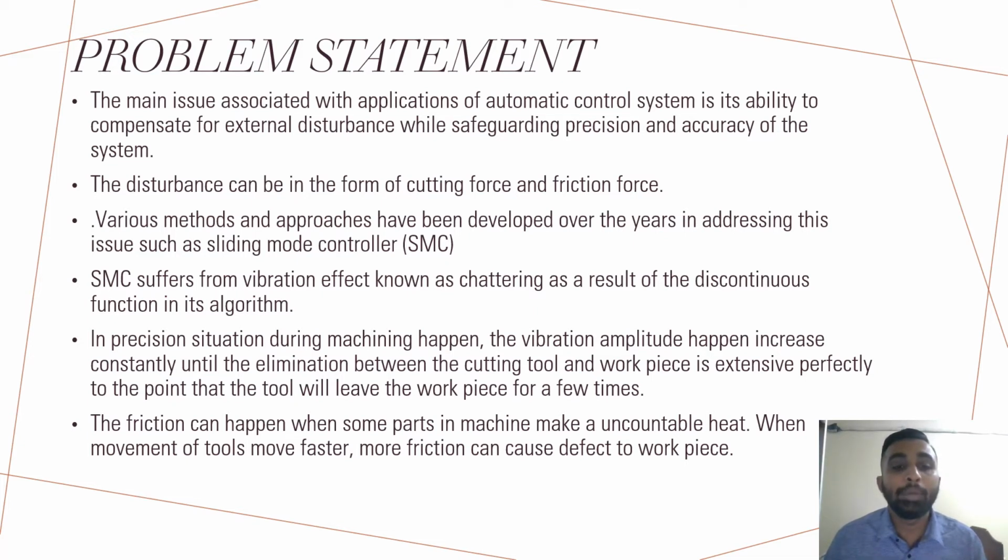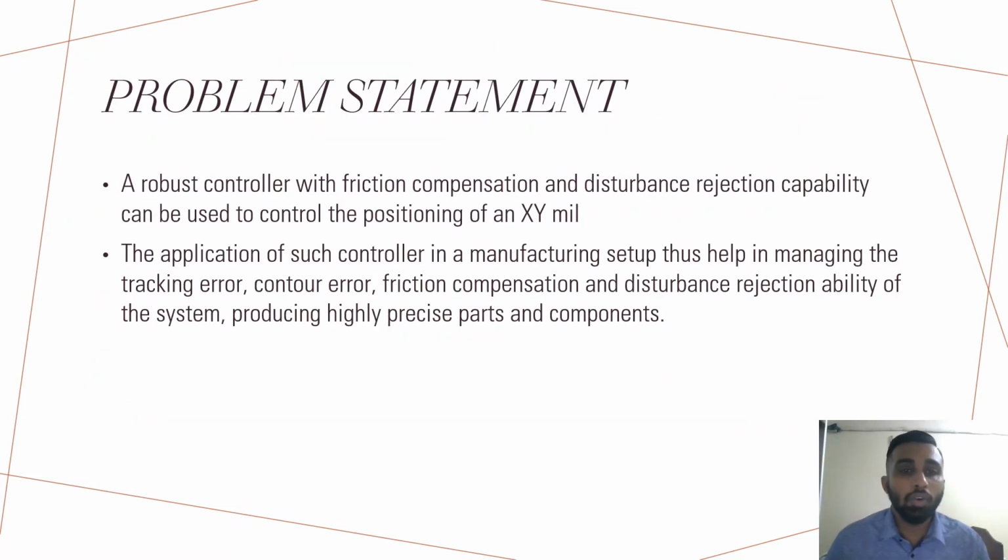The friction can happen when some parts in the machine make uncountable hits. When the movement of tools is faster, more friction can cause defects to the workpiece. A robust controller with friction compensation and disturbance rejection capability can be used to control the positioning of the XY milling table. The application of such a controller in a manufacturing setup thus helps in managing the tracking error, contour error, friction compensation and disturbance rejection ability of the system, producing highly precise parts and components.